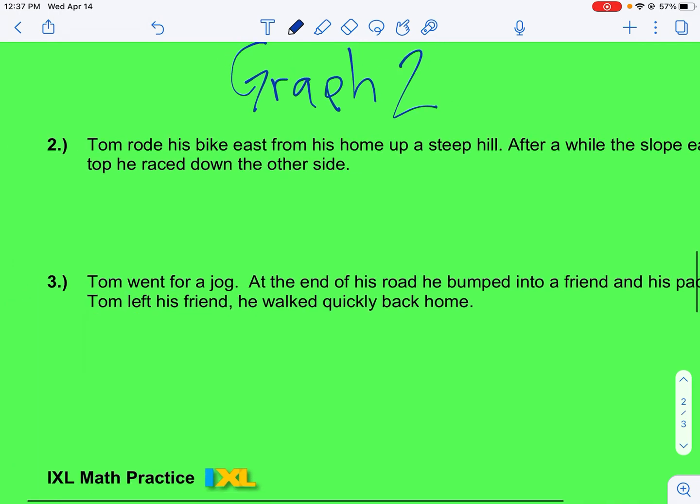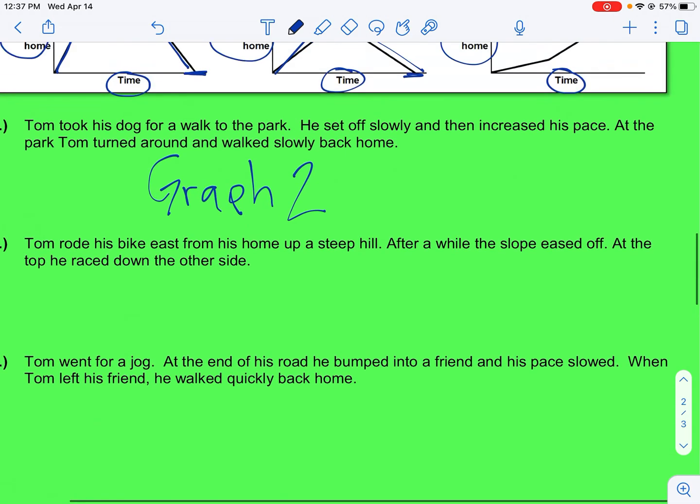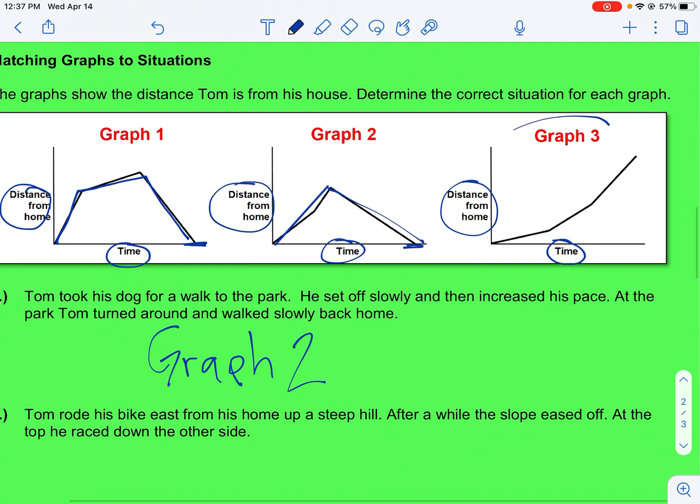Question 2 says, Tom rode his bike east from his home up a steep hill. After a while, the slope eased off. At the top, he raced down the other side. So he never goes back home in this one, which means this one has to be graph 3.